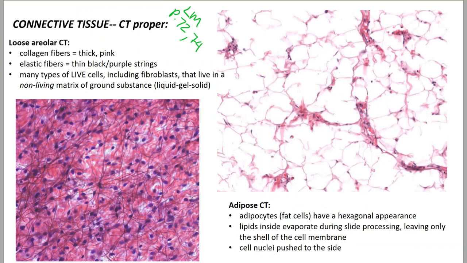All right, here is some loose areolar connective tissue. You can also see this in your lab manual on page 72. There's a good diagram of it, and page 74 has another histology picture that you can compare to the one from histologyguide.com. There's a bunch of matrix in the background, and then there are thick, bubblegum pink fibers, and stringy fibers, the thin little strings. And then there are cell nuclei hanging out. It's chaotic. It has fibers and strings and cell nuclei, and that's your tell for loose areolar connective tissue.